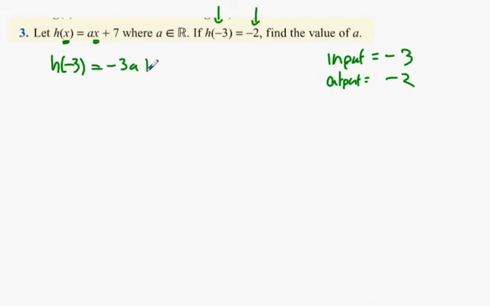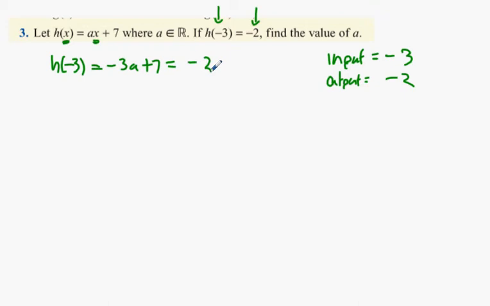What this means is that when your input is minus 3, your output is minus 2. So it's a fairly easy question. Replace all x's. X's are the inputs. So what do we replace x with? Minus 3. So we get minus 3a plus 7 equals what?